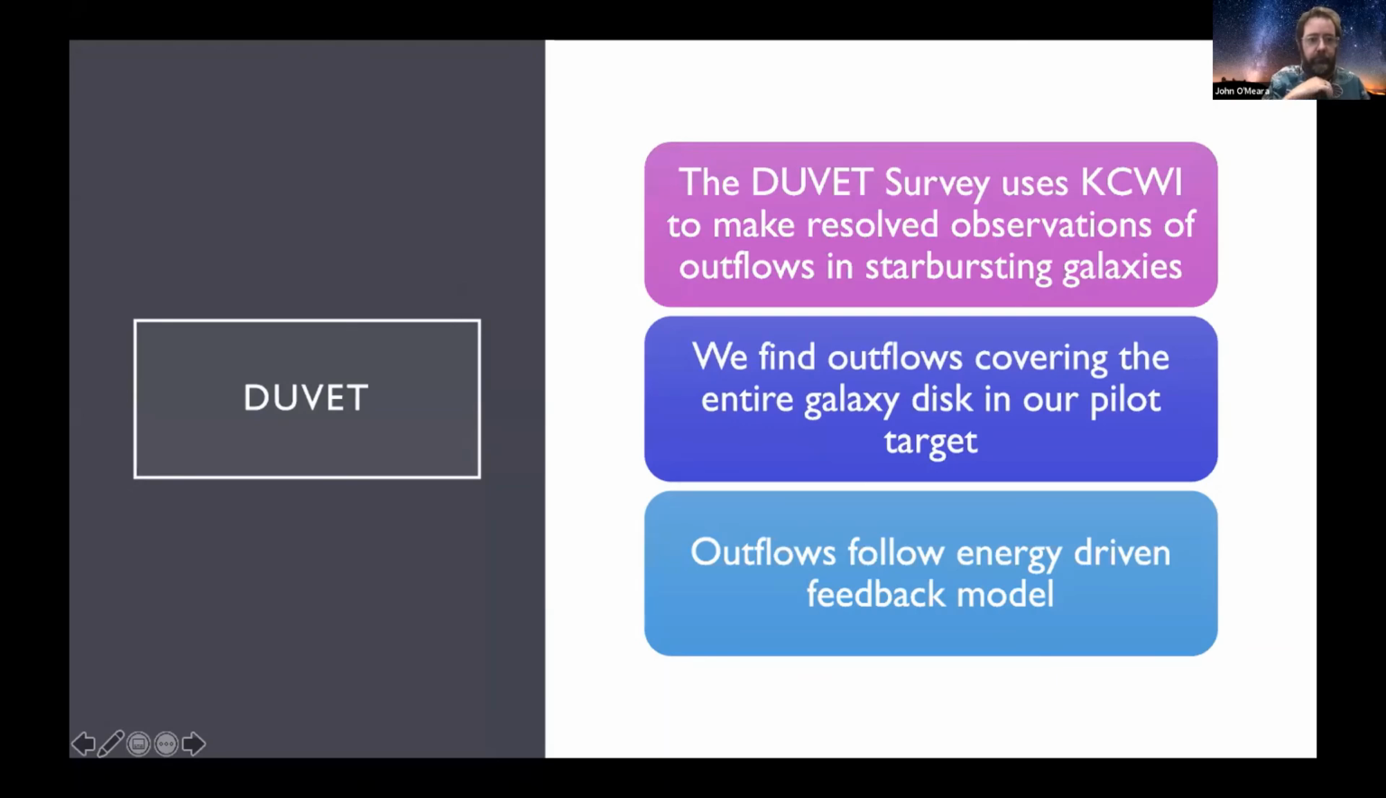So Bron, when KCRM gets installed, presumably you'll be able to add things like H-alpha and various other lines to this. Can you speak to how that might add to the fun in DUVET, or is there intent to use KCRM with DUVET, or what are your plans with KCRM if possible?